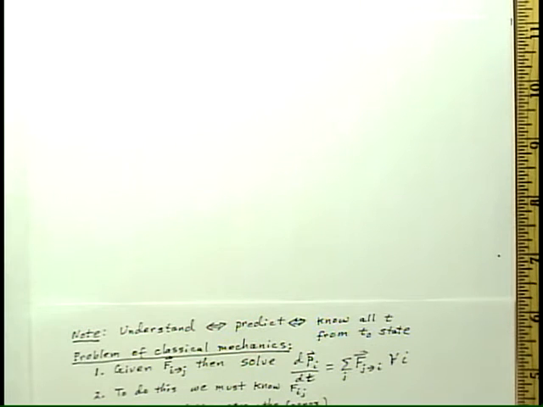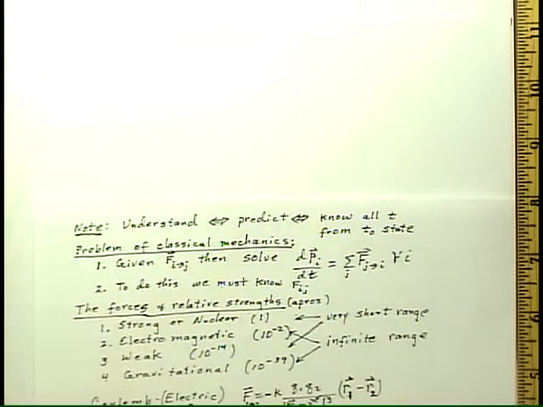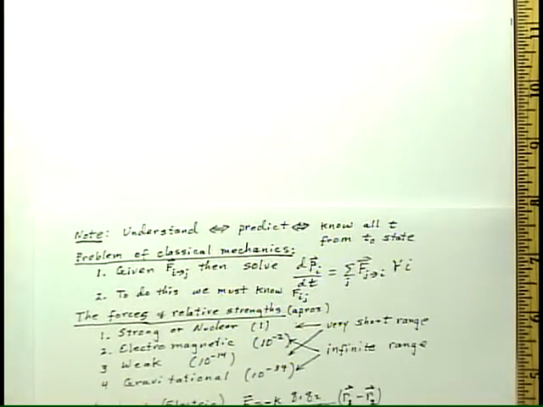So what is our problem? Our problem is then to understand what the forces are in classical mechanics. There are 4 main forces. The strong force, sometimes called the nuclear force, has a relative strength of approximately 1. The electromagnetic force has a strength of approximately 10 to the minus 2, 1/100th of the strong force. The weak force is approximately 10 to the minus 14th, and the gravitational force is about 10 to the minus 39th.